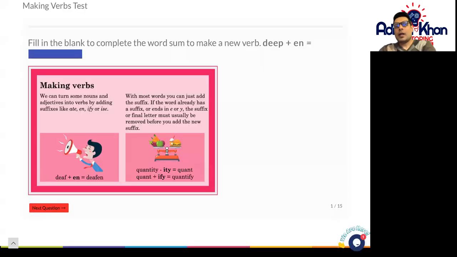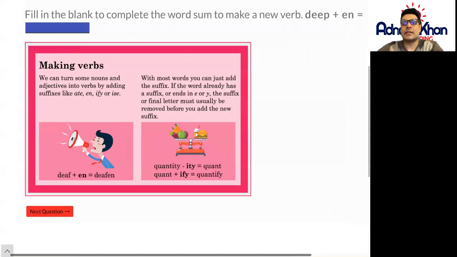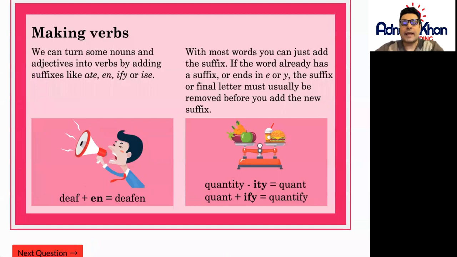Hello, and we're making verbs in this particular task. So we can turn some nouns and adjectives into verbs by adding suffixes. Suffixes are the second part of a particular word, such as ate, en, ify, or ise at the end.